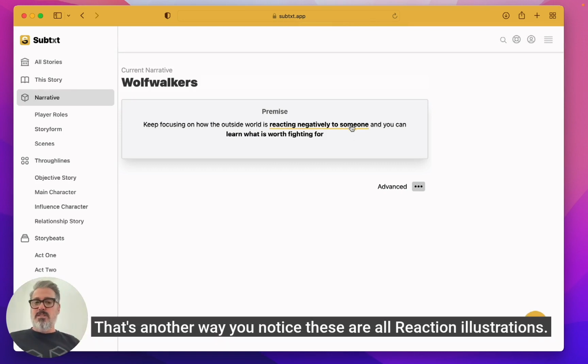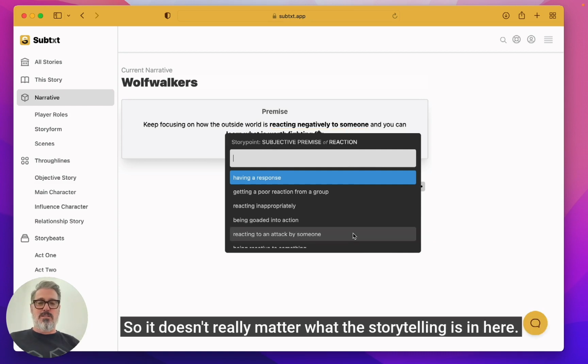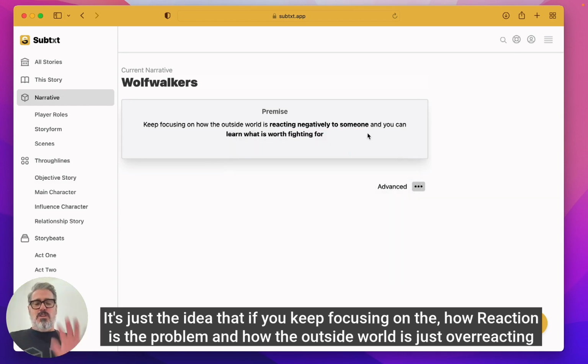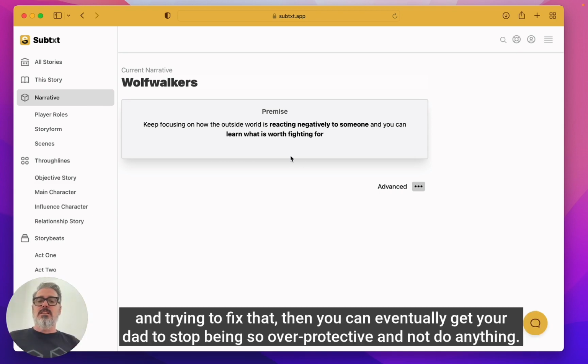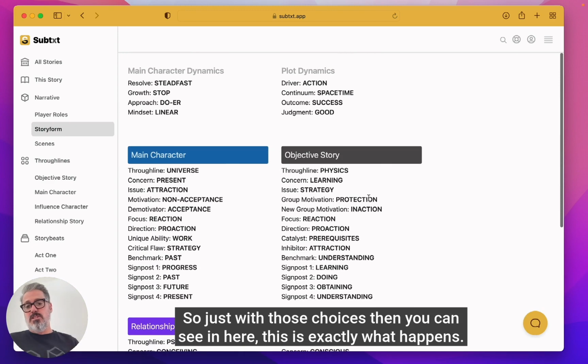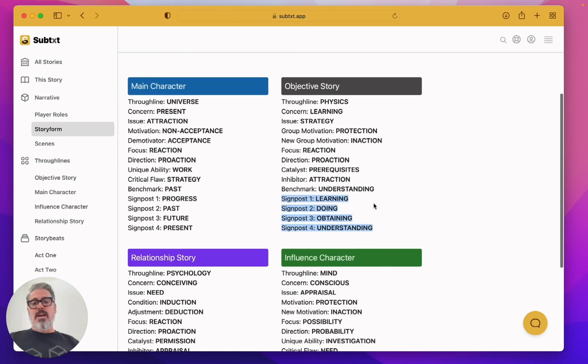That's another way. You notice these are all reaction illustrations, so it doesn't really matter what the storytelling is in here. It's just the idea that if you keep focusing on how reaction is the problem and how the outside world is just overreacting and trying to fix that, then you can eventually get your dad to stop being so overprotective and not do anything. And then here is the story structure that you would get out of that.